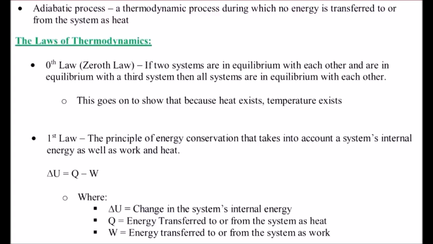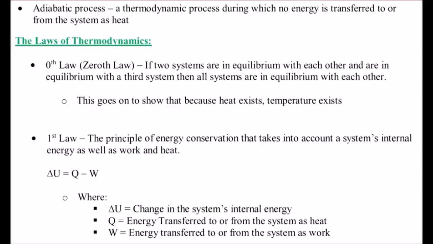So the zeroth law says if two systems are in equilibrium with each other, and one of them is in equilibrium with a third, then they must all be in equilibrium with each other. And so we said that the kinetic energy of a sample is equivalent to that sample's temperature, right? Same thing. So we're saying heat and temperature are two systems that are in equilibrium with each other, all right?